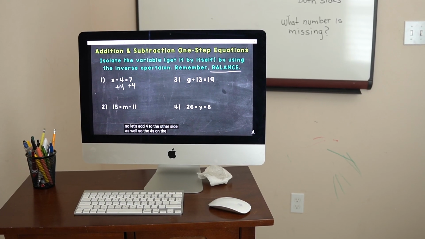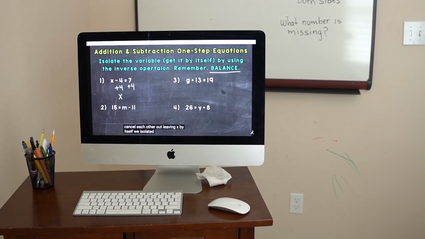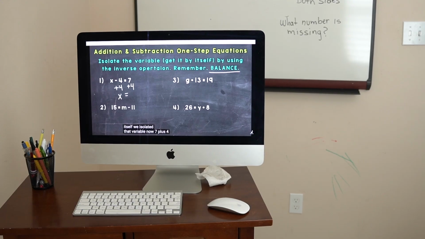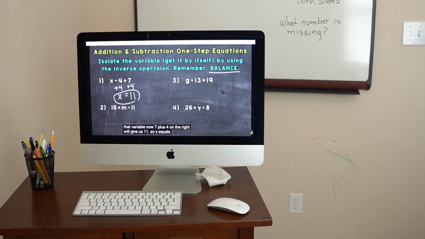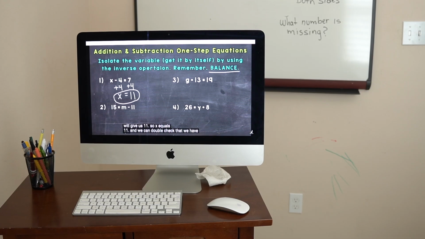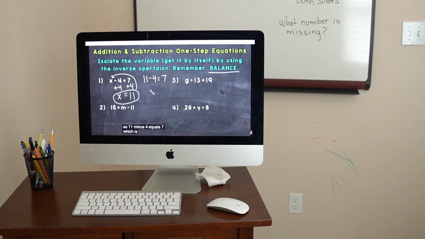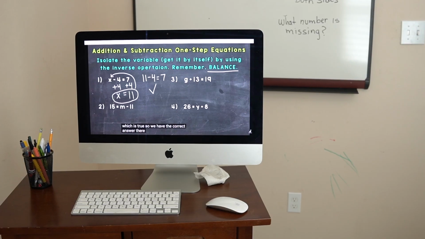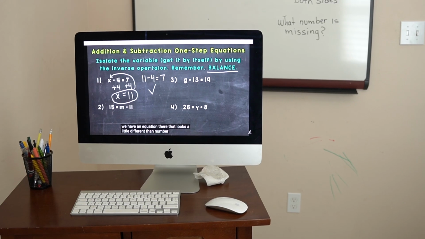So the 4's on the left cancel each other out, leaving x by itself. We isolated that variable. Now 7 plus 4 on the right will give us 11. So x equals 11. And we can double check that we have the correct answer by plugging the 11 back into the equation. So 11 minus 4 equals 7, which is true. So we have the correct answer there. X equals 11.